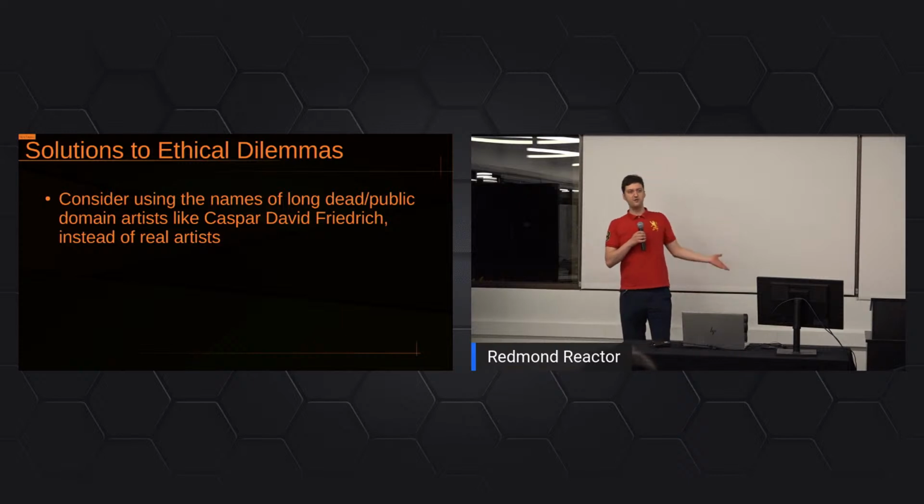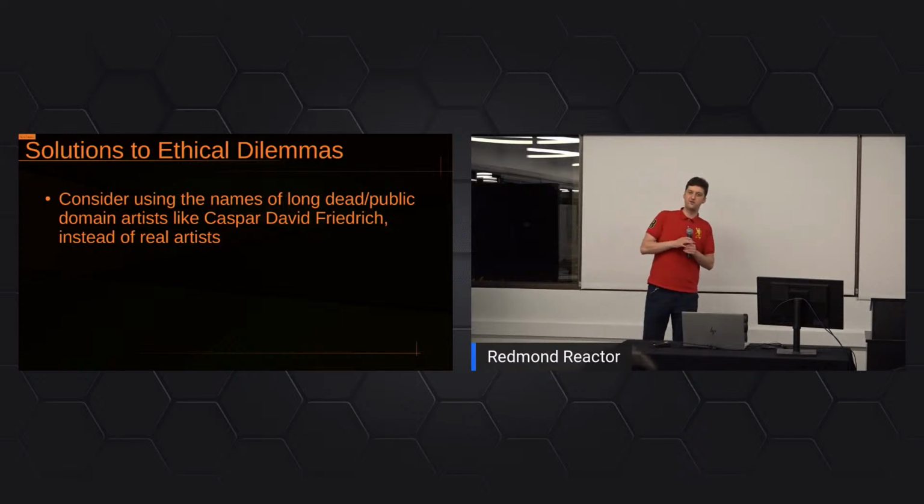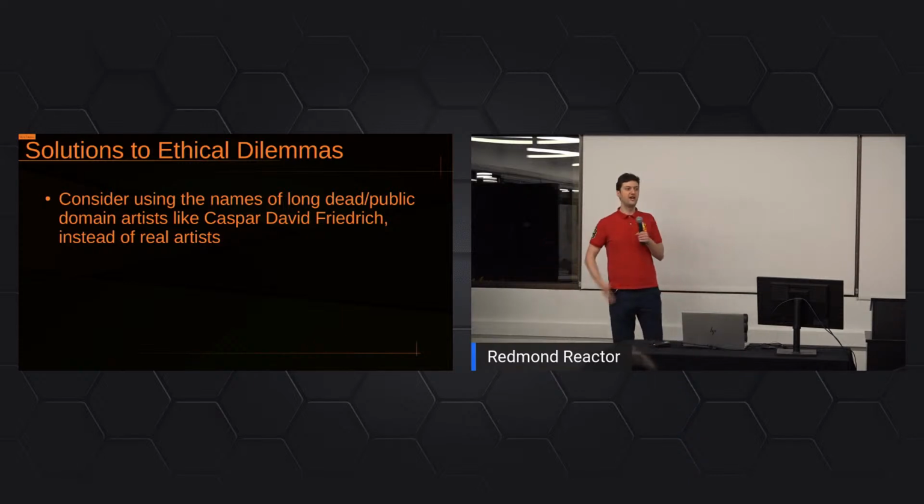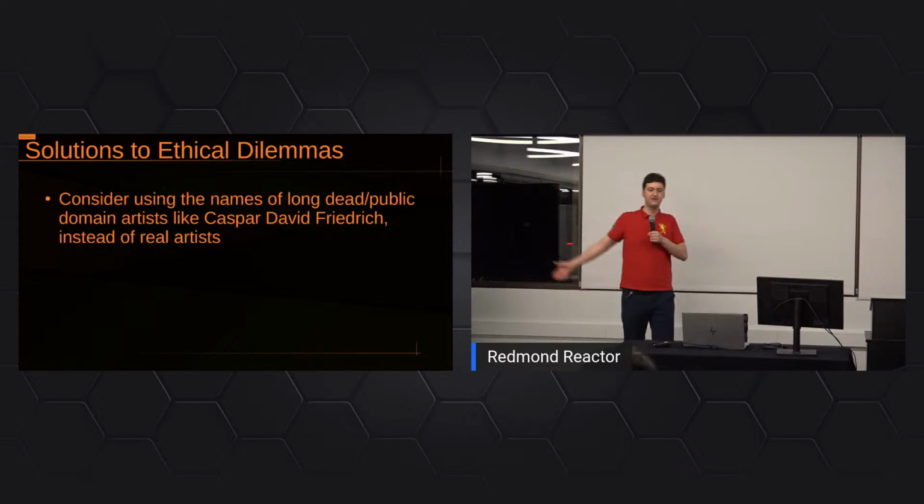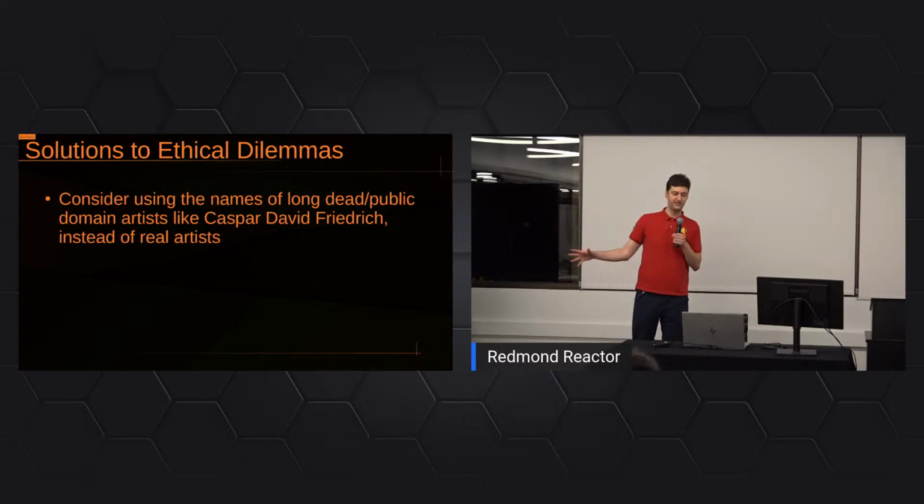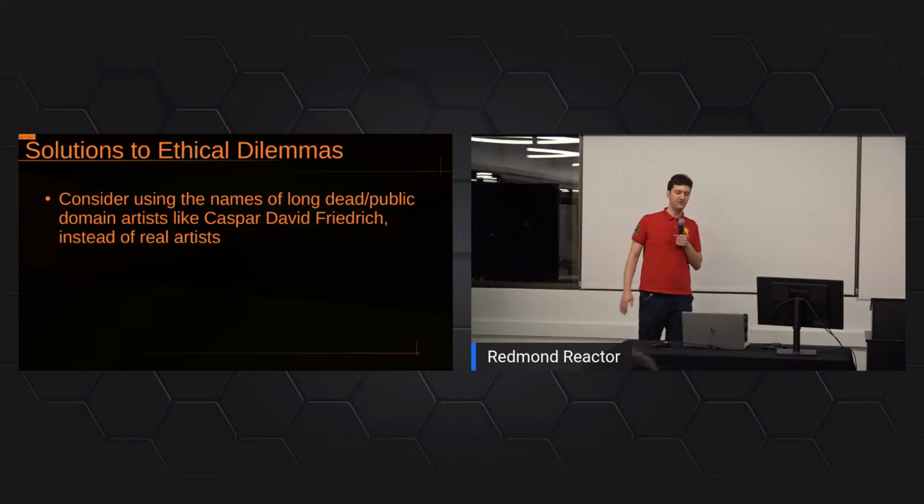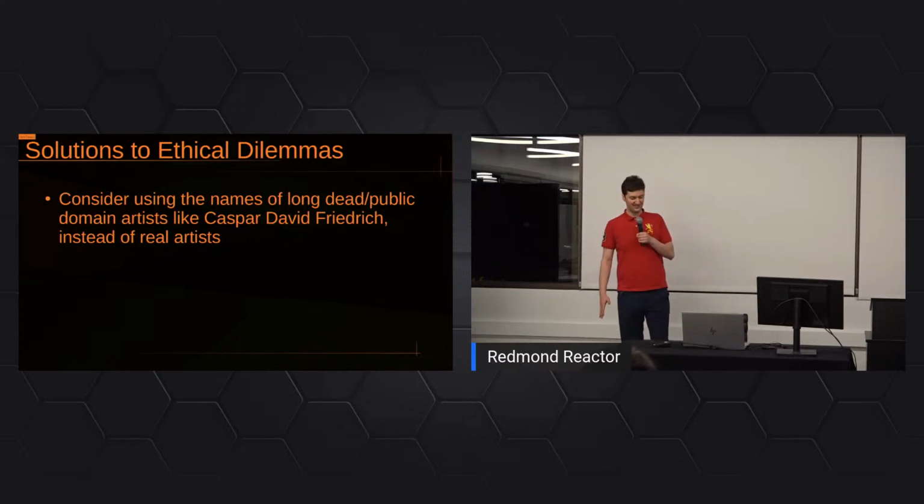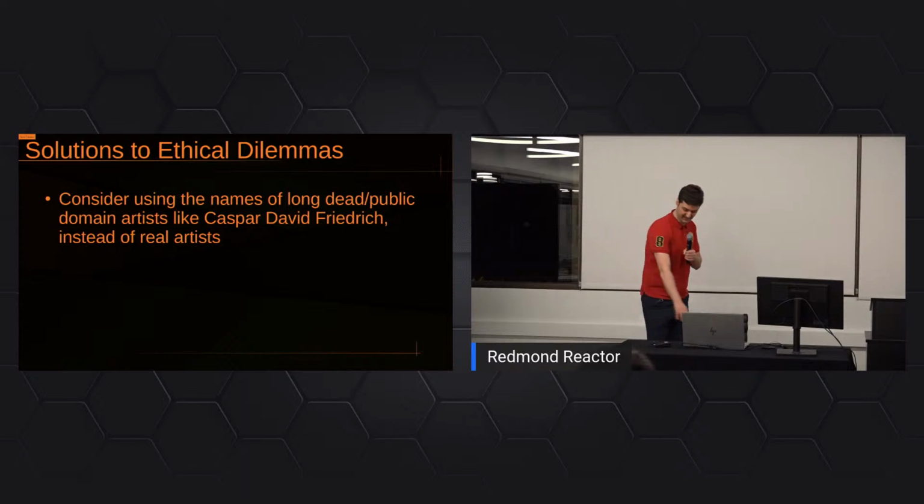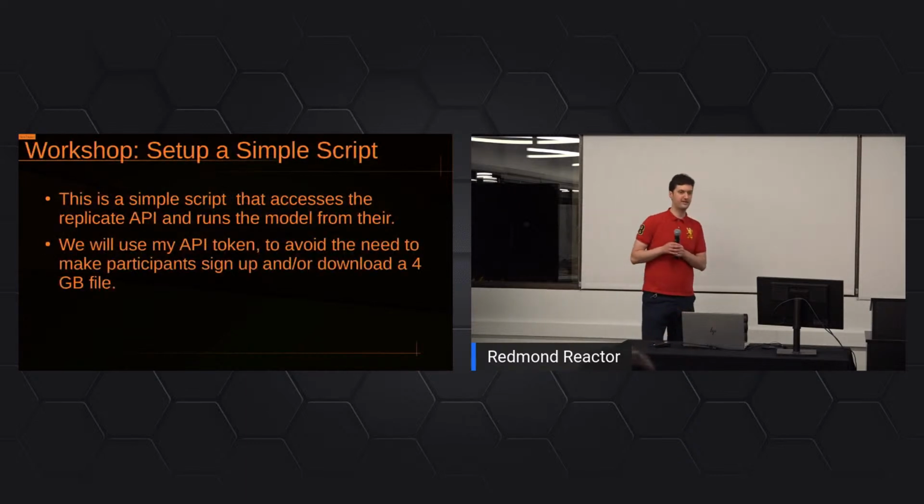And as far as solutions to the ethical dilemmas, obviously there's no real solution to the existential ennui of what people's purpose in life is. But there is a solution, in my opinion, to the use of people's real names. I prefer, in general, to use the names of long dead or public domain artists like Caspar David Friedrich, who cannot tell us that he dislikes AI art. So that is my setup.